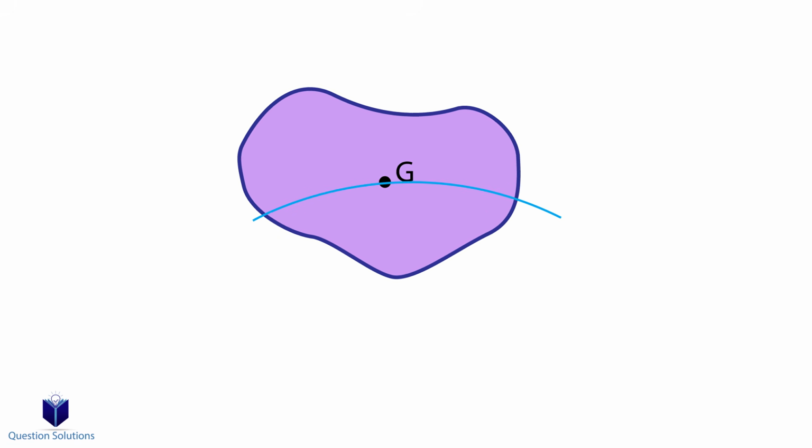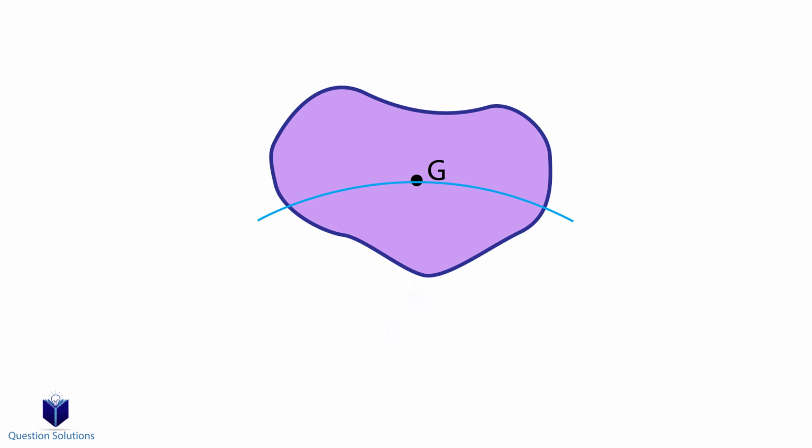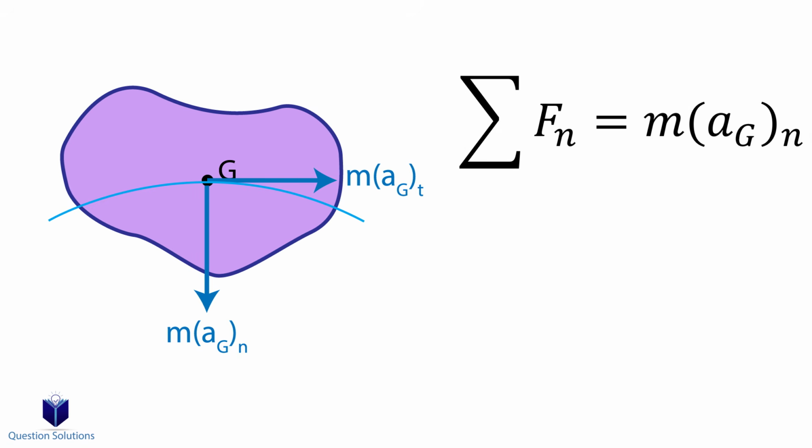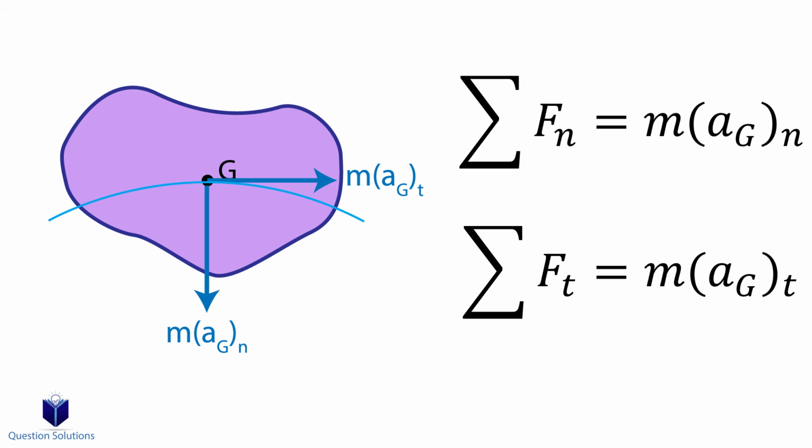If an object goes through curvilinear translation, then instead of x and y components, we will use normal and tangential components. So if our blob is traveling along a curve, you probably remember that it will have a normal acceleration that's towards the center of the curve, while the tangential acceleration will be straight ahead.